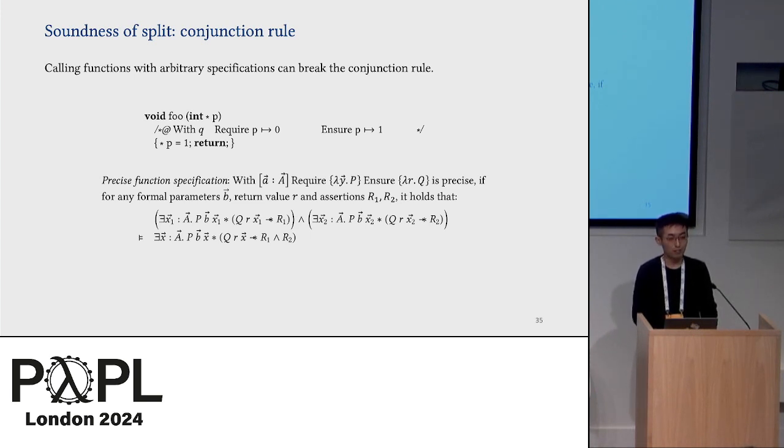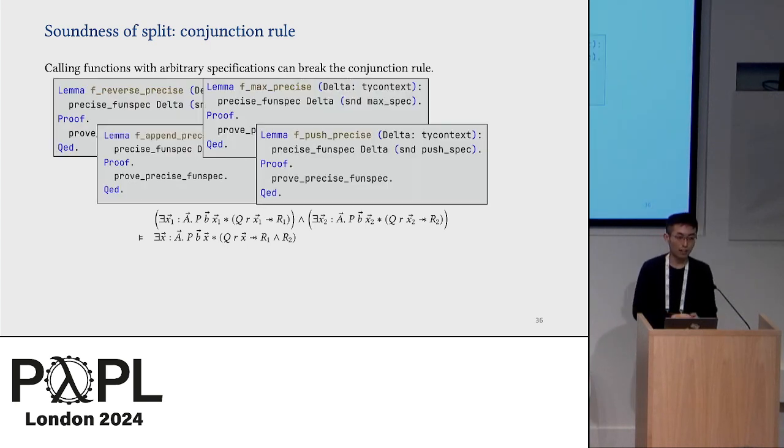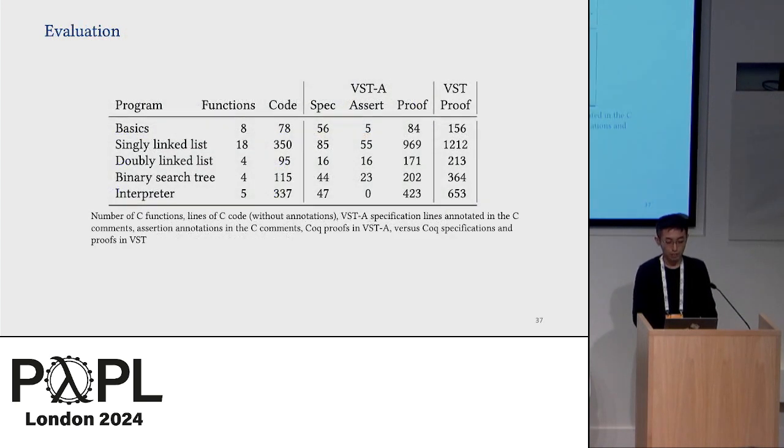We can show some screenshots of our artifact here. You can see that they are both one line of tactical proof. Finally, we show our evaluation comparing the proof effort of VST and VST-A. The verified programs are in these categories. First, we have some basic arithmetic and operations. Then we have three data structures: singly linked list, doubly linked list, and binary search trees.